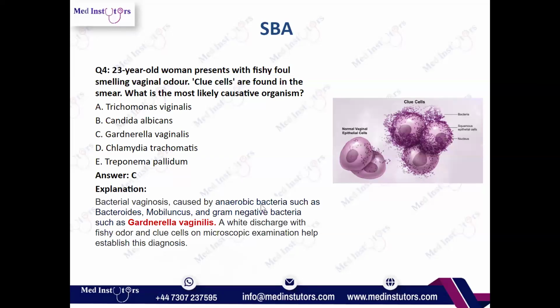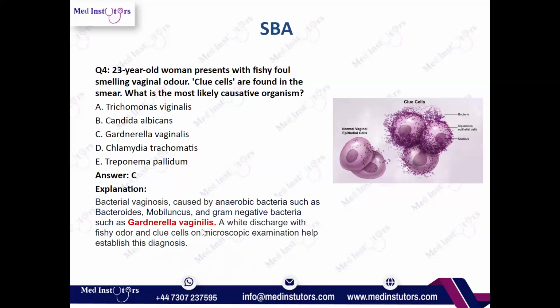Bacterial vaginosis is caused by anaerobic bacteria such as Bacteroides, I don't know how to pronounce that, however, remember the name, and gram-negative bacteria such as Gardnerella vaginalis. So these are the causative organisms.